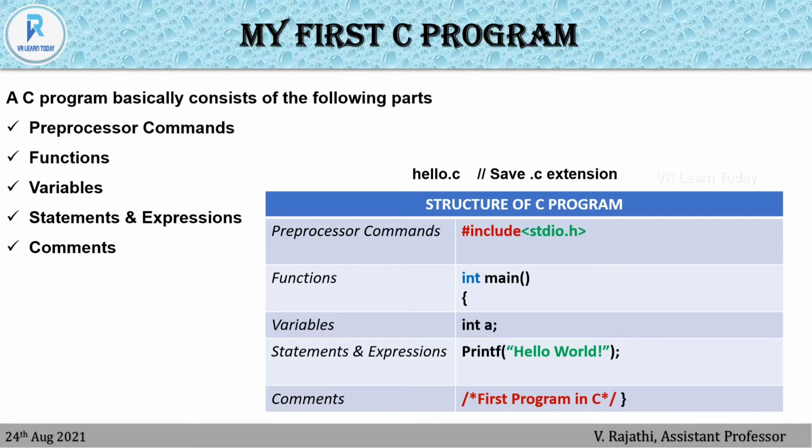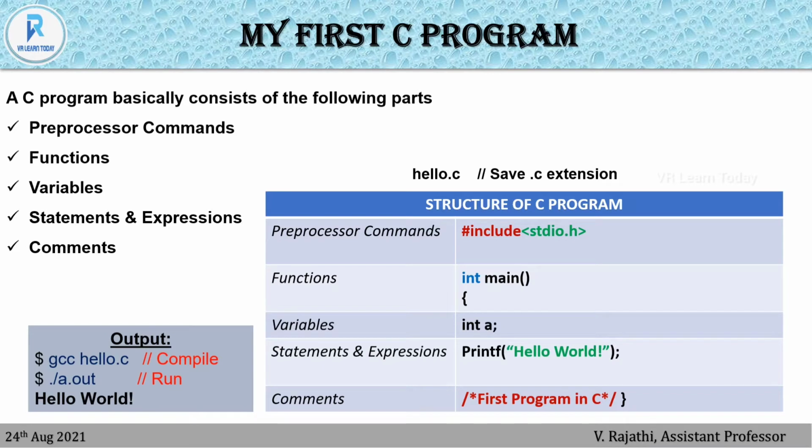Comments are simply ignored by the compiler when the program is run. This comment is only for the user's understanding. If you have a multi-line comment, you have to use the symbol slash star and end with star slash. If you have a single line comment, a double slash is enough. So this is the output for this particular program.